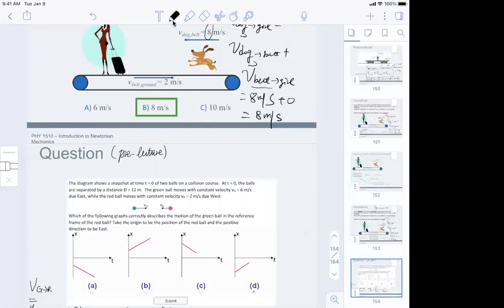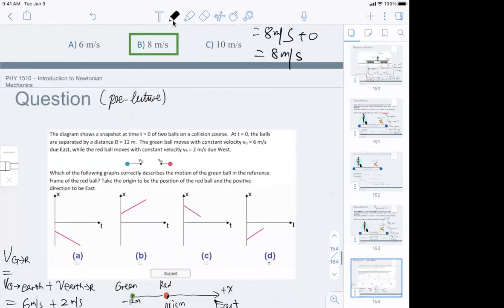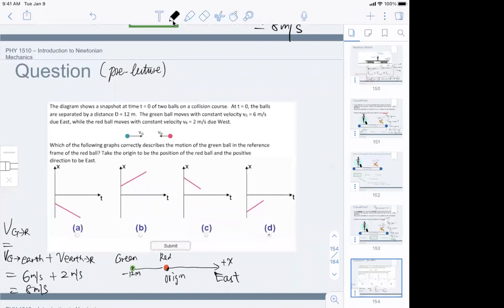Okay, now let's look at another question. This is from your pre-lecture. This diagram shows at t equals 0 a snapshot of a green ball and a red ball. At this instant, they are separated by a distance of 12 meters. Now the green moves with a constant velocity of 6 meters per second to the east. The red moves with 2 meters per second to the west.